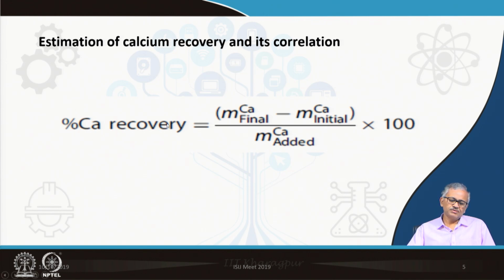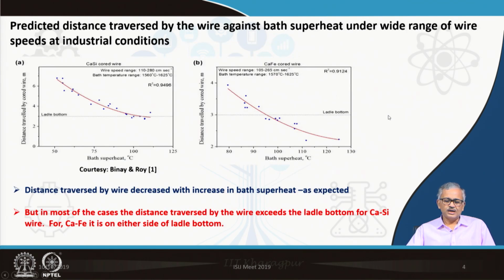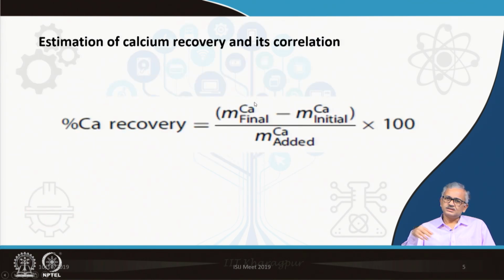So, the calcium recovery is defined as the calcium final minus the calcium initial, where initial means before the start of the calcium wire, and final means just after the calcium wire injection is over, then you take a sample, that is the final. So, this minus this divided by the calcium added, this is the total calcium added. Added means the wire that is added, what is the length of the wire that you have added, and how much calcium silicide powder is there per unit length of the wire. So, we can easily calculate how much calcium is added.